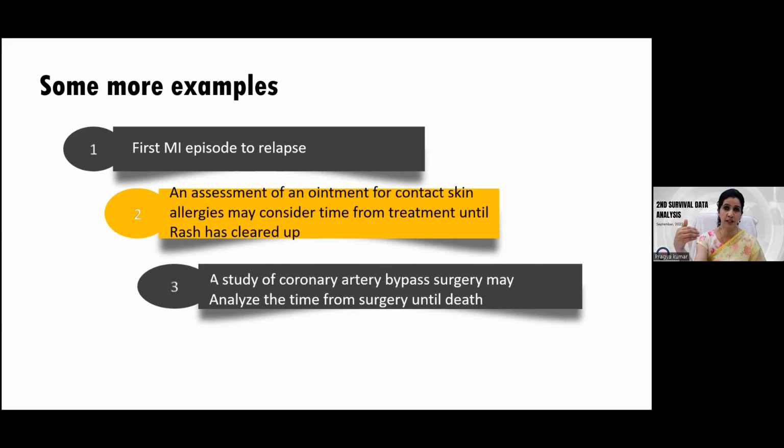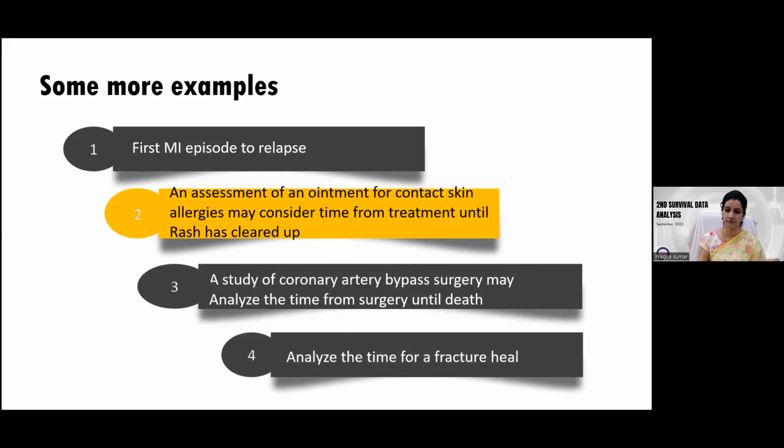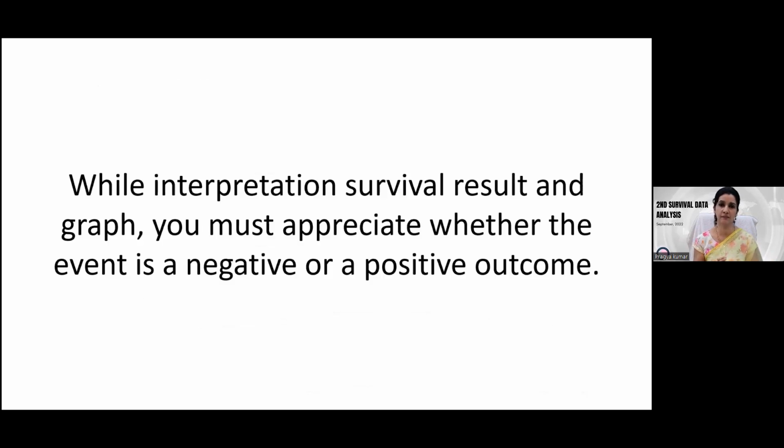Again, the study of coronary artery bypass surgery may analyze the time for surgery until death, and then they analyze the time for a fracture to heal. That is, again, a positive outcome. So in case of a positive outcome also, those individuals who could not have this outcome, we will call the survival probability in those individuals. So by this many examples, you have to be very careful that whenever you are interpreting the survival result and the graph, you should be very cautious in your mind whether that event is negative or positive.